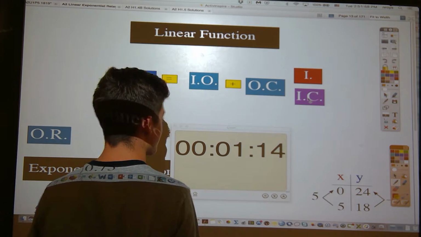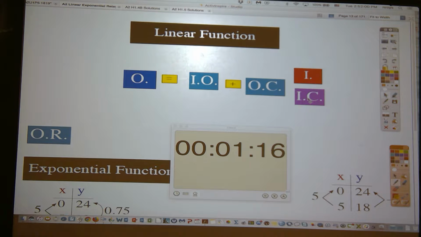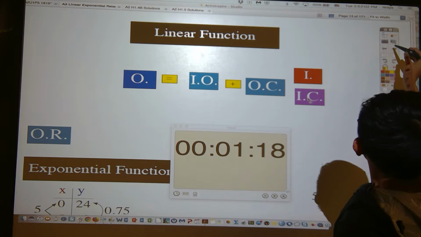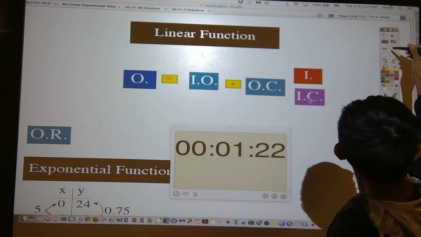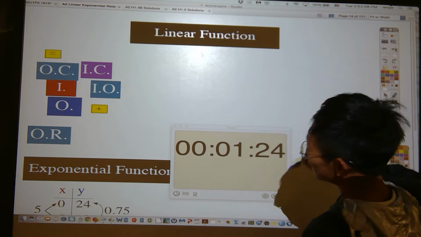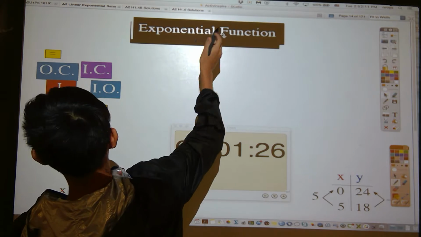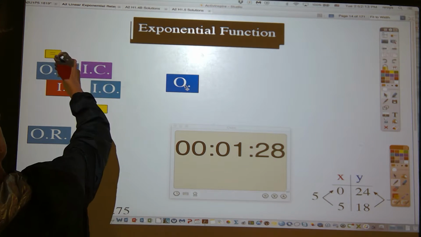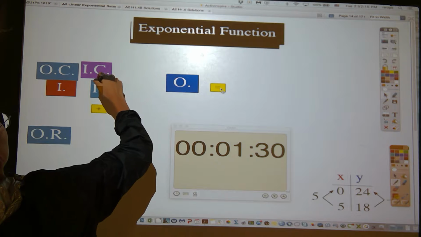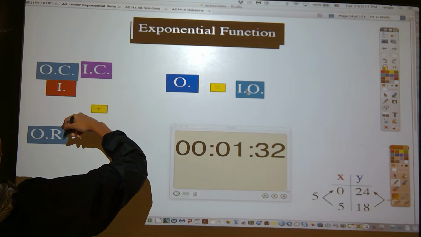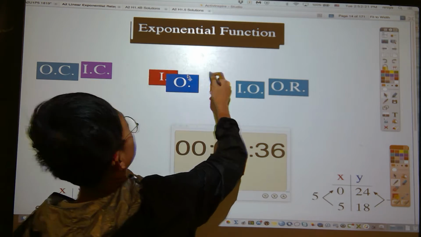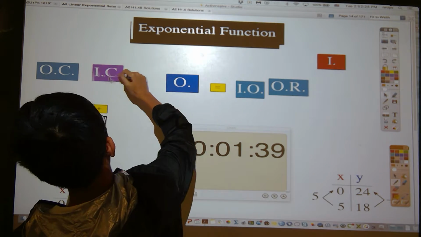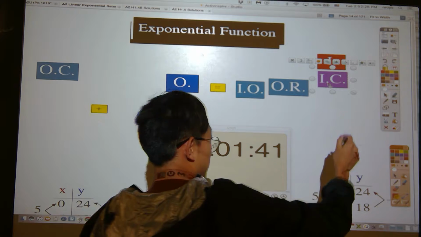Now for the anchor leg. And just use the other side of the stylus. So the exponential function is output equals initial output times output ratio to the input over the input change.